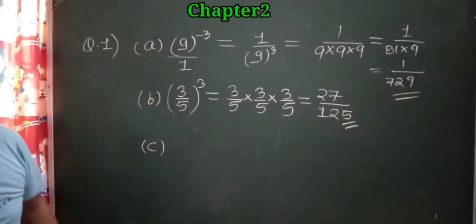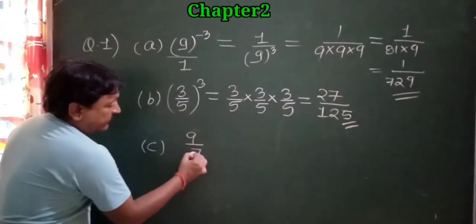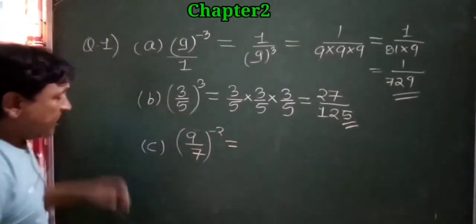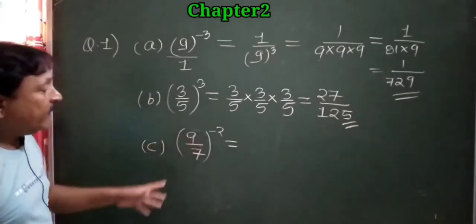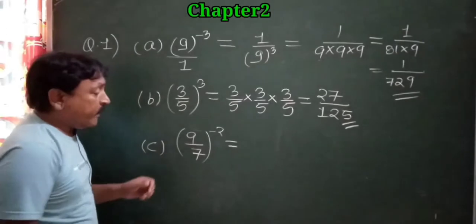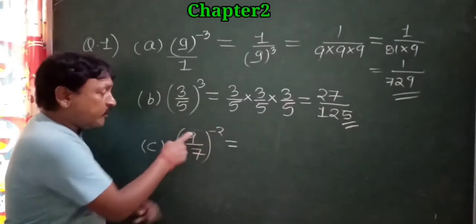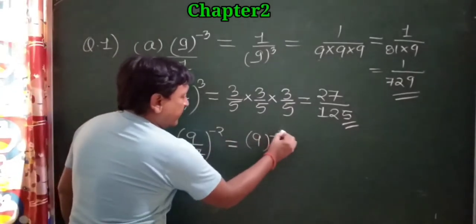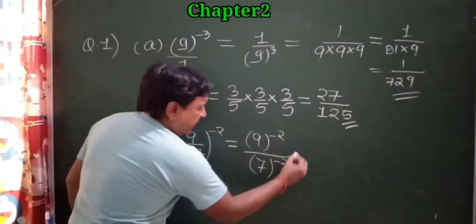9 upon 7 raised to the power minus 2. Okay, so how to solve it? First of all, we have to just open the bracket, and when this bracket opens, then this power will come on the numerator value also and the denominator value also. 9 raised to the power minus 2 upon 7 raised to the power minus 2.